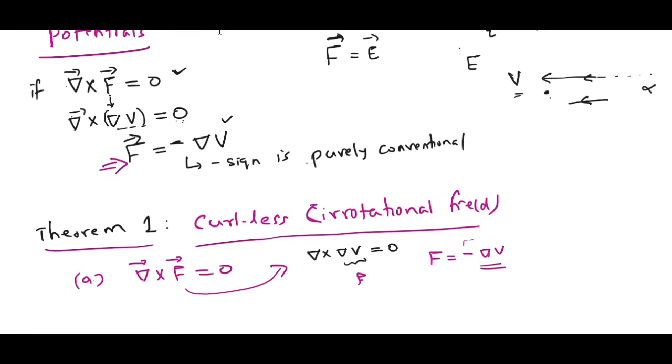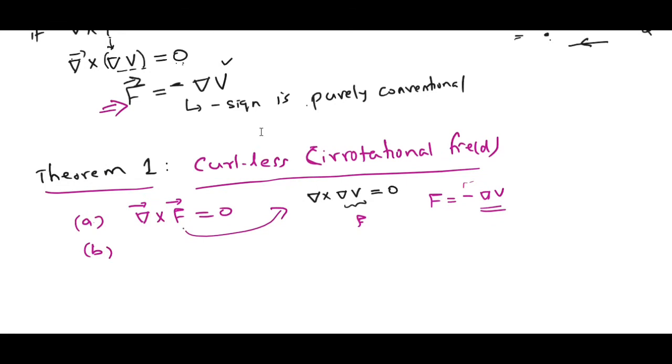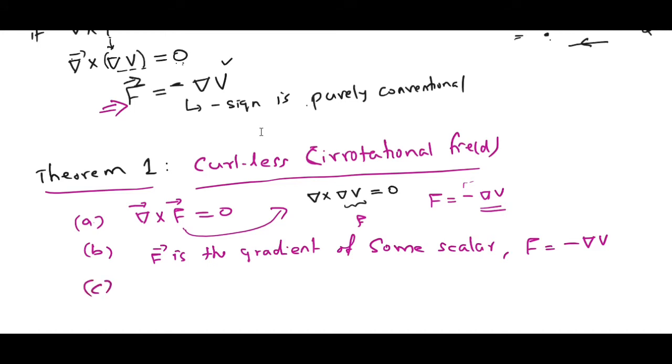Therefore, the second property I can write is, if f is curlless, that is the curl is 0, that is an irrotational field, then this f is the gradient of some scalar. Okay, that is, f can be written as negative gradient of the potential. Fine. Now see, what is the third property?